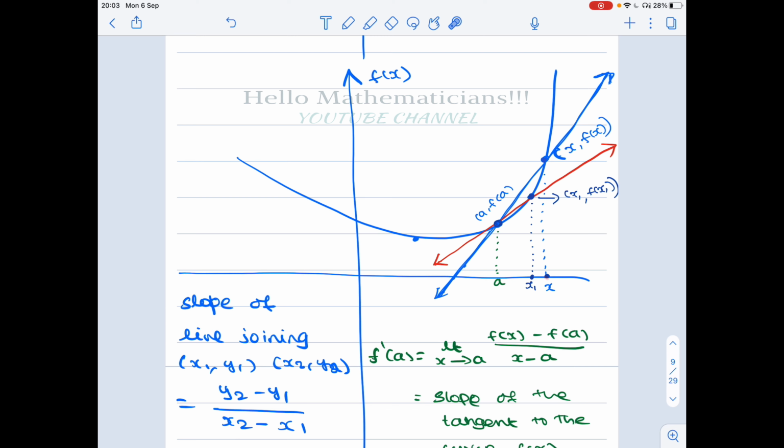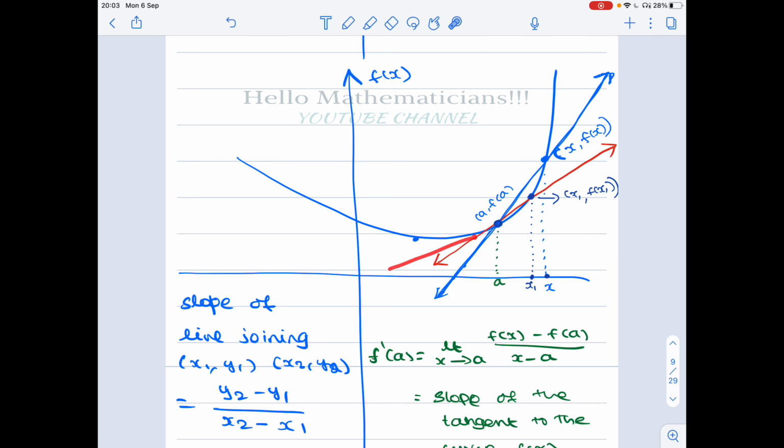In other words, as you move close to a, this point is going to move here, and this line keeps changing at each step. And when x reaches a, if you can imagine, the line will be like this. So that secant line will become the tangent line to this curve. Maybe if I draw it properly, it will be like this. When x approaches a, these lines keep changing. At x equal to a, this line becomes the tangent.